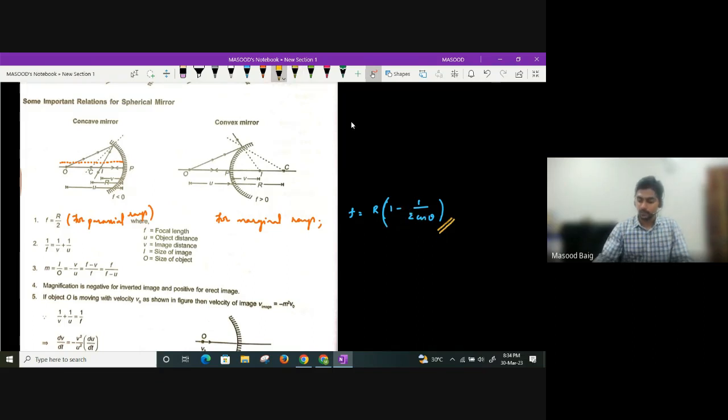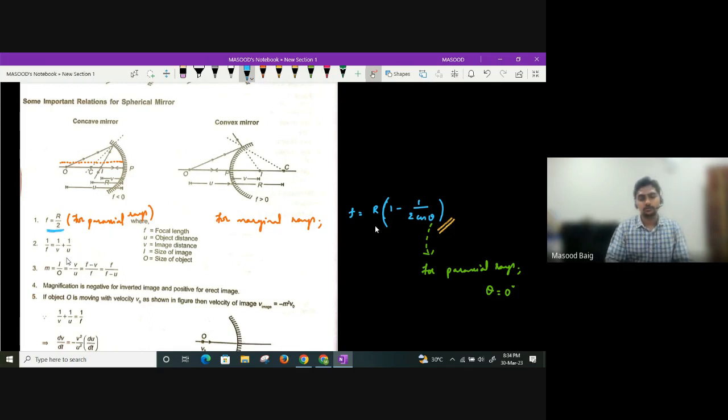So what will happen to theta, guys? Theta value, if you consider for paraxial rays, because they are very close to the principal axis, for paraxial rays theta value will be 0. So if theta value is 0, cos 0 will be 1. What is 1 minus 1 by 2? 1 by 2. So is focal length again becoming r by 2 or not? Yes, this will become r by 2. The next important formula happens to be, this is of focal length.